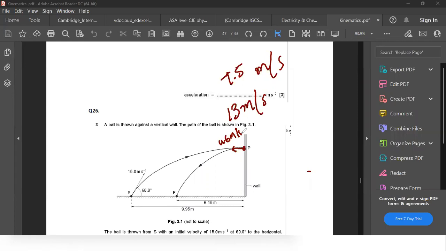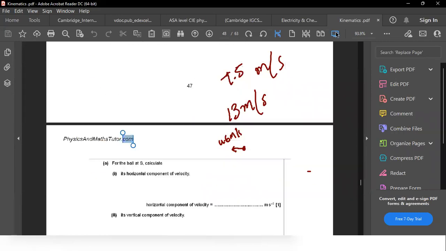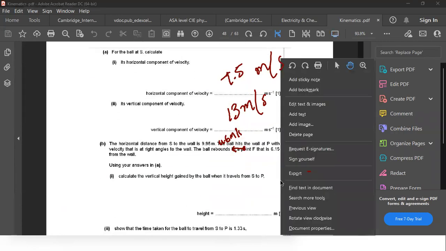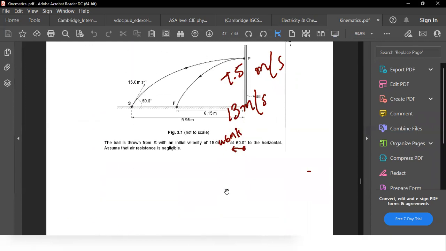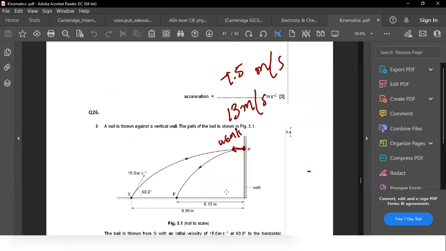Because isn't it like the derivative is 0 if it's at 90 degrees or something? Oh, never mind. Okay. The ball hits the wall at P with a velocity that is at right angles to the wall. So basically the velocity is going straight. Initially it's 15 meters per second, I guess, because the velocity remains constant, I guess.